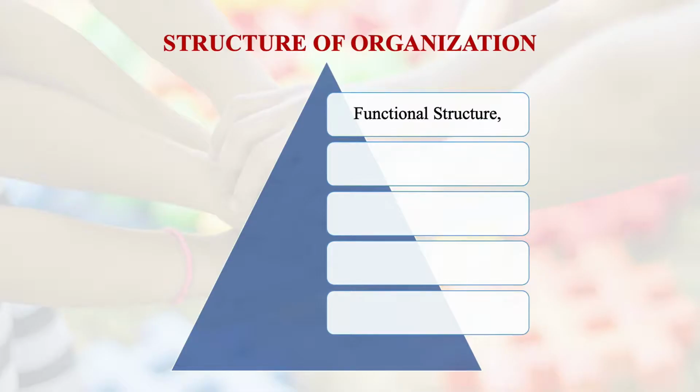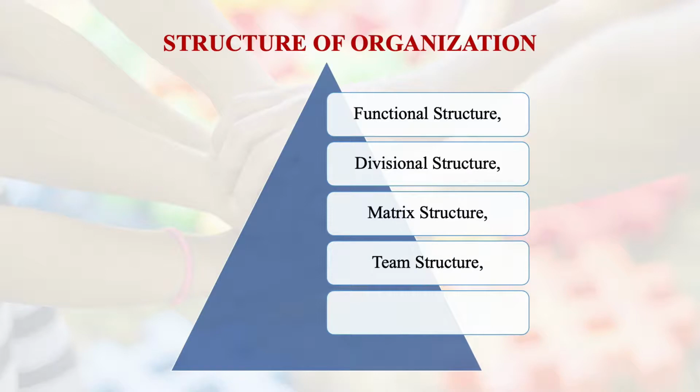These are some of the organizational structures which are available. The first one is the functional structure, the second one is the divisional structure, the third one is the matrix structure, the fourth one is the team structure, and the fifth one is the network structure. Based on the organizational requirement, the structure may vary. Some organizations may have a combination of structures, and some may have specific structures.